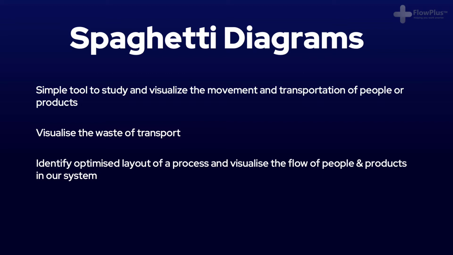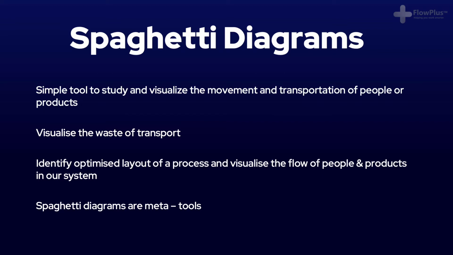Spaghetti diagrams also help to identify optimised layouts and visualise the flow of people and products within our system. A spaghetti diagram helps us understand what happens at the gemba, how the products flow, and where the operators move. It is important to note here that, just like value stream mapping, spaghetti diagrams themselves are not improvement tools. They are meta tools that help uncover the current state and allow improvements to be identified.